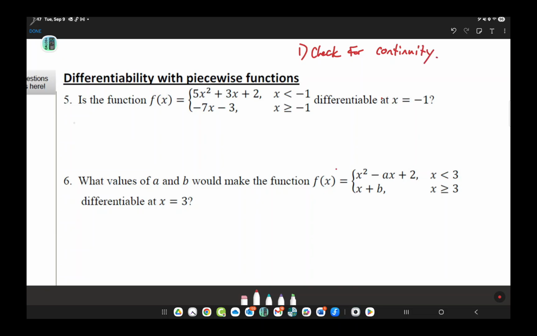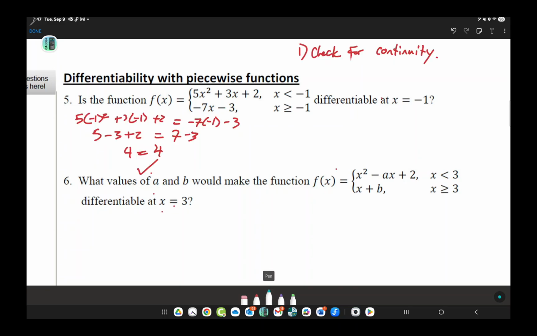So plug in -1, 5 times -1 squared plus 3 times -1 plus 2. Does that equal -7 times -1 minus 3? So does 5 minus 3 plus 2 equal 7 minus 3? So does 4 equal 4? Yeah, it is continuous. So we're good there.